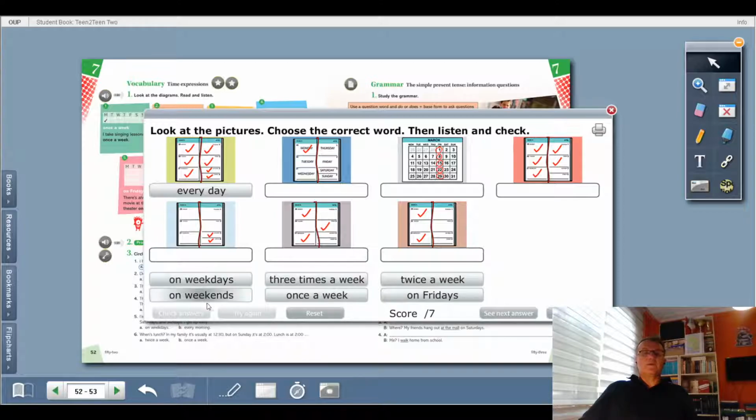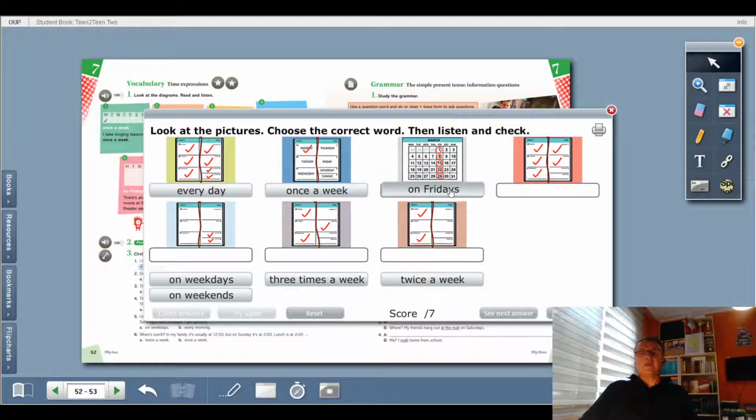Which one? Once a week. Look at here, just one day. So which one? On Fridays. 5 days, you see, and Saturdays and Sundays are here, but they haven't put a tick. They put a tick on weekdays. So, on weekdays we say.